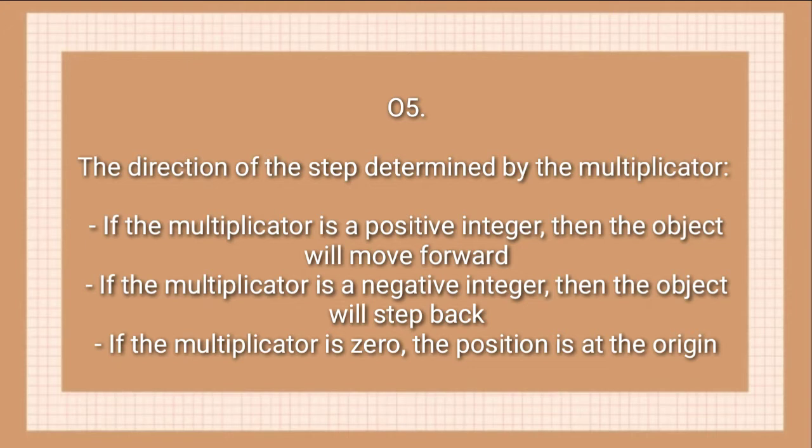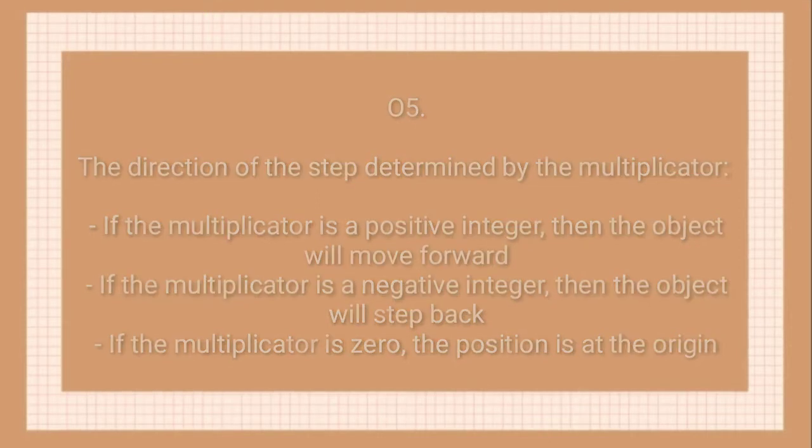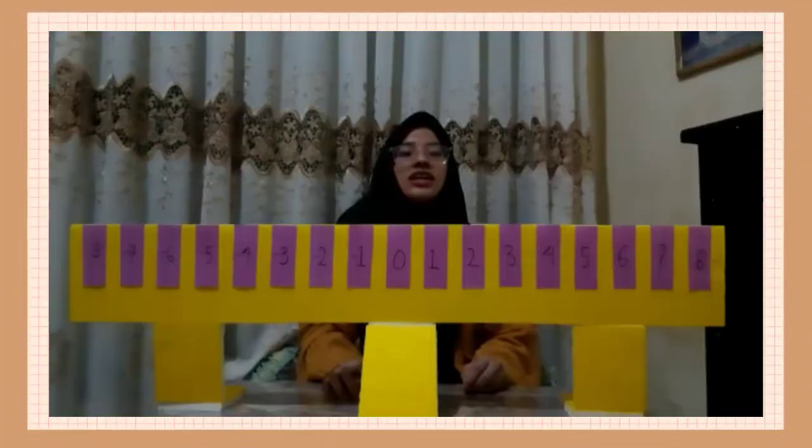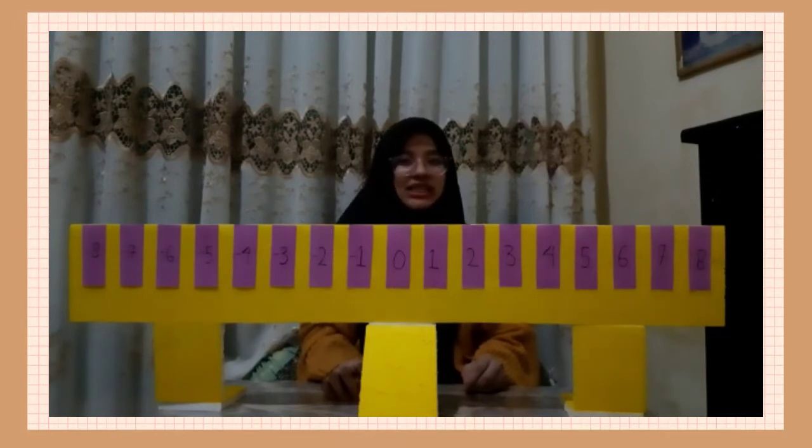If the multiplicator is a negative integer, then the object will step back. If the multiplicator is 0, the position is at the origin. And the last, the product of multiplication is the number at the last position. Now I will explain an example for multiplication.